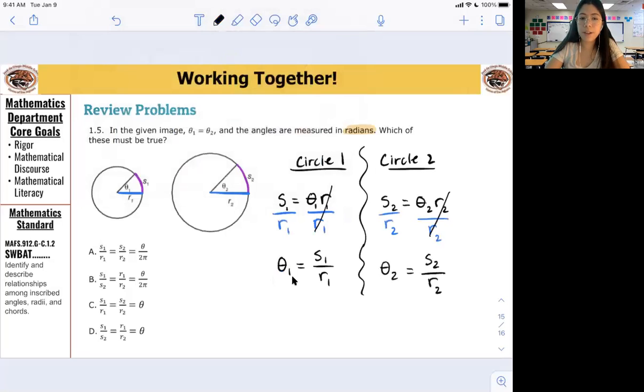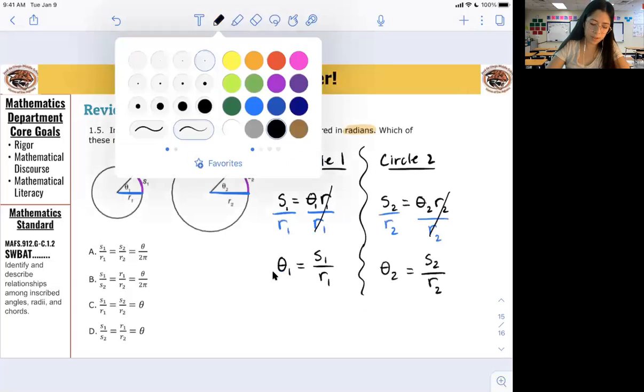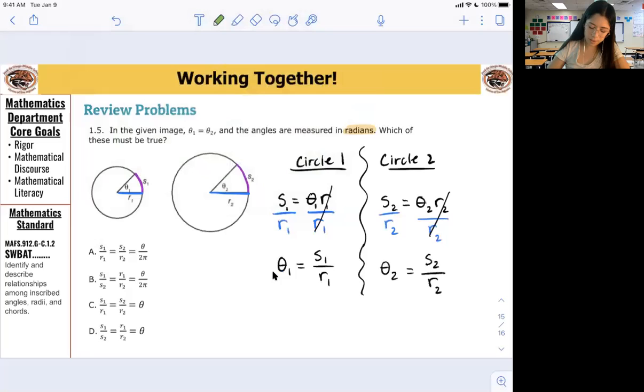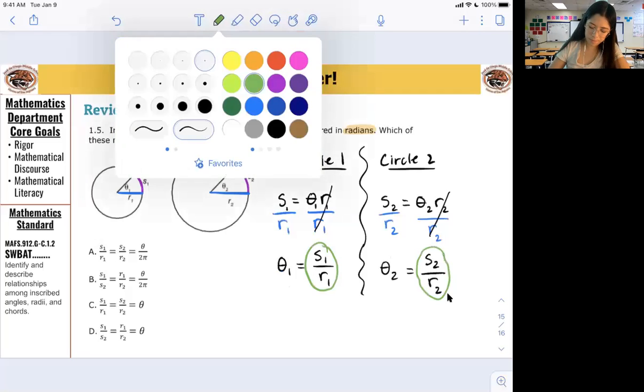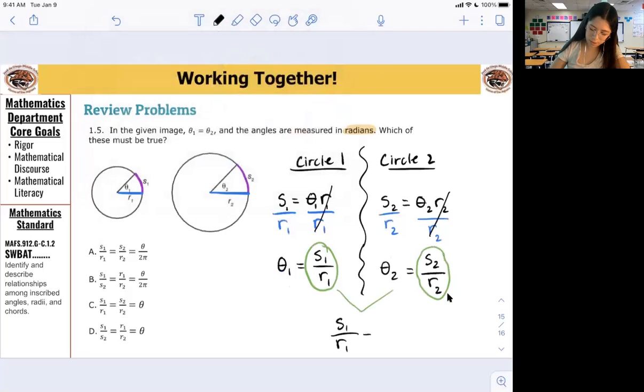But what did I just say? Theta 1 and theta 2 are equal to each other. So using substitution, I know that this also has to be equal to that. If the two thetas are equal to each other, then these two ratios should be equal to each other as well. So S1 over R1 equals S2 over R2, and both of those are equal to theta. So, long story short, answer choice C.